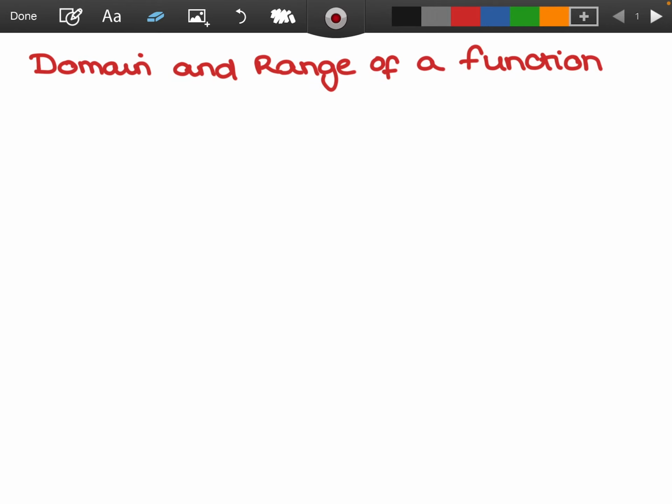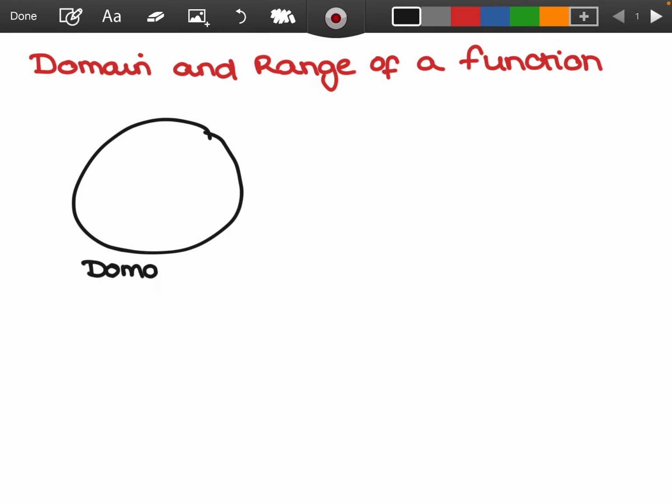In today's video, we're going to look at the domain and range of a function. We're going to look at what these terms mean and how we find them for different functions. We spoke about this in the last video where we looked at the domain and the codomain. A function is literally just a mapping from the domain to the codomain.